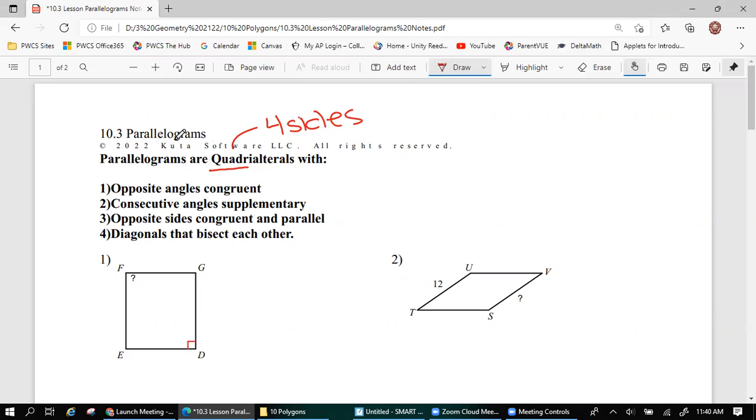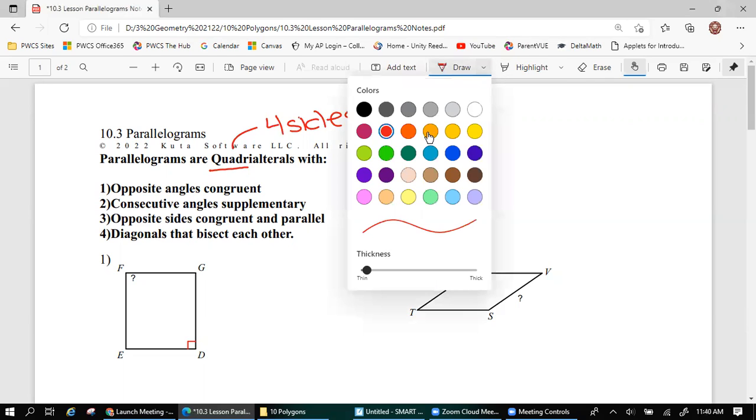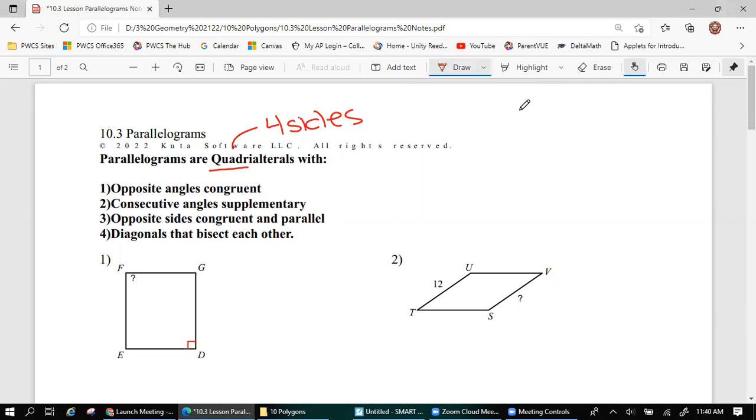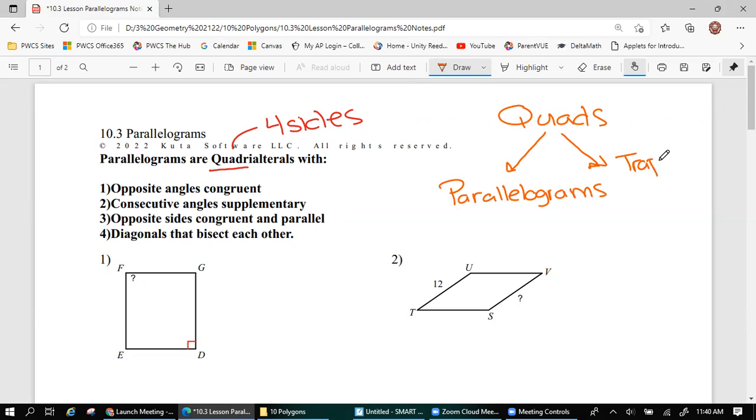And quadrilaterals sort of show up in different ways. We sort of have this family of quadrilaterals. And so if I start at the top of the family tree with quadrilaterals, I'll call them quads, we can split them into 2 major groups. One of them are the parallelograms, and the other group are the trapezoids.